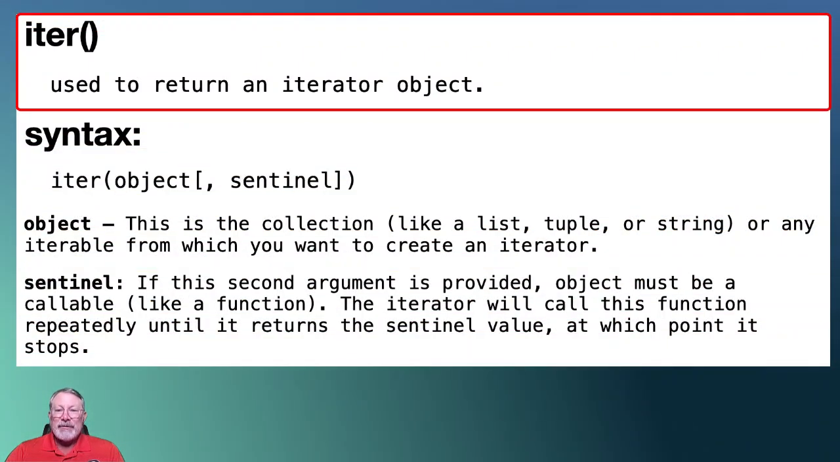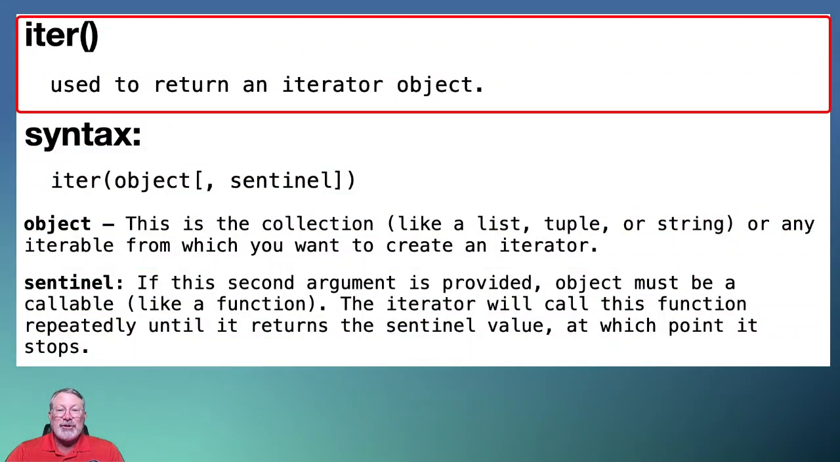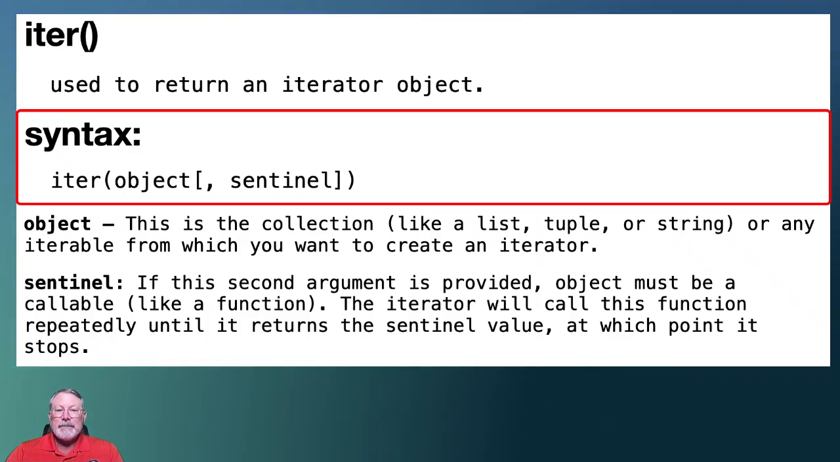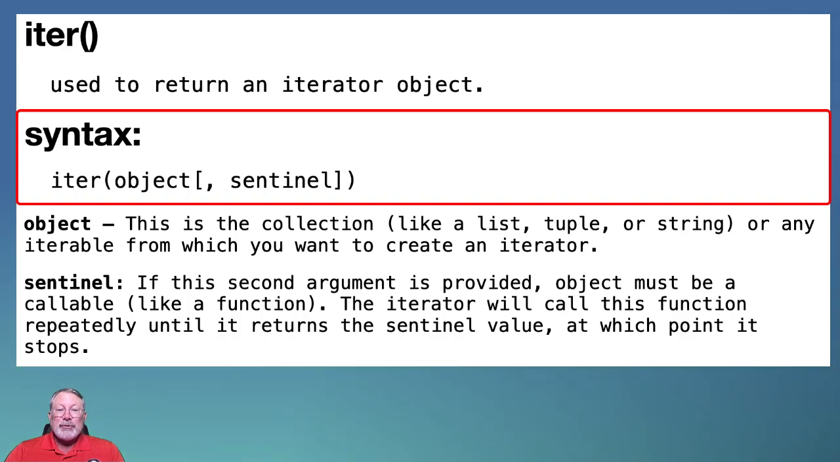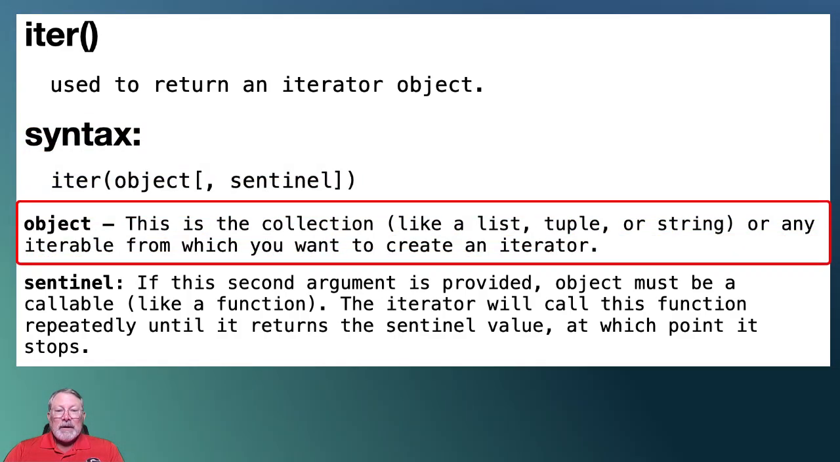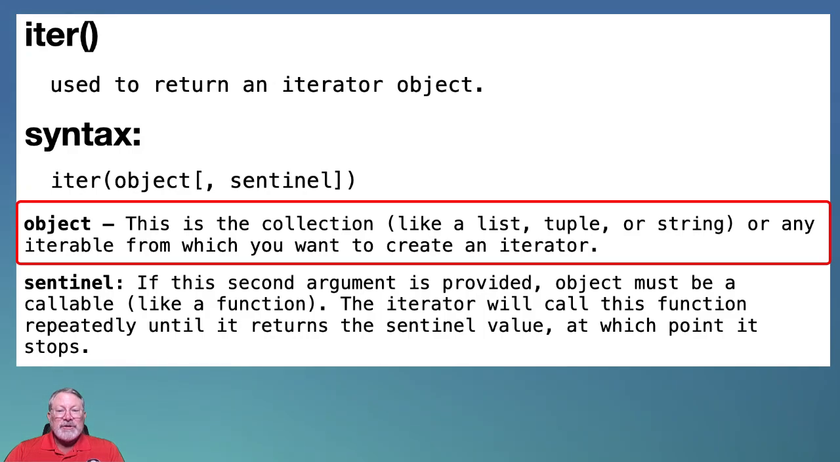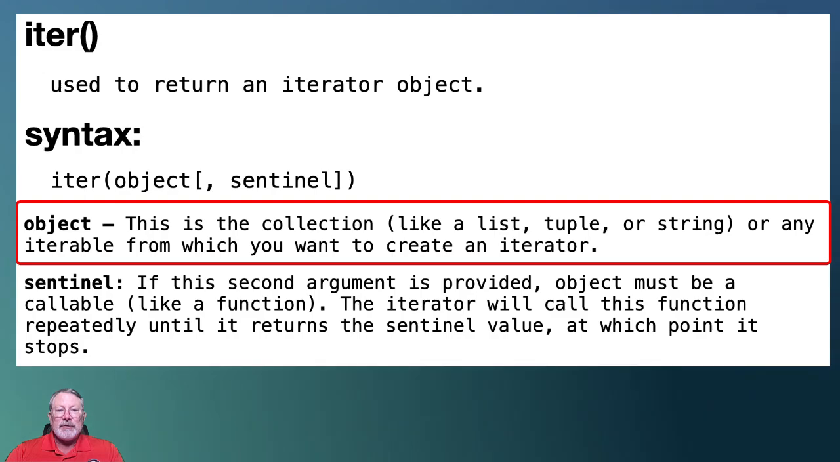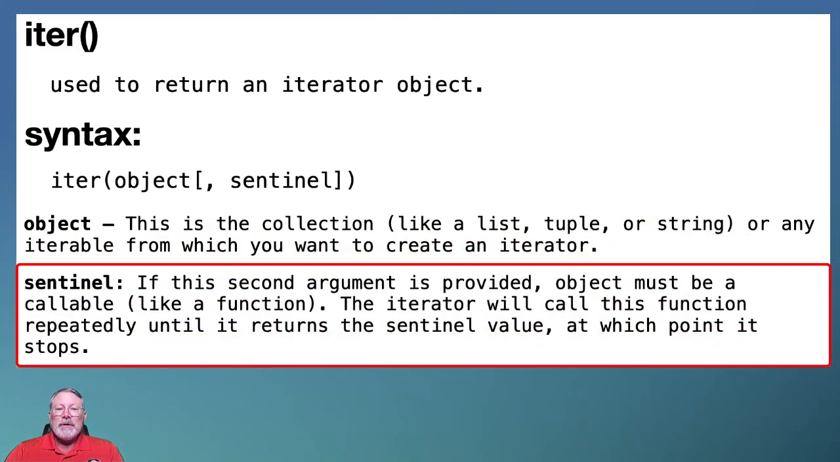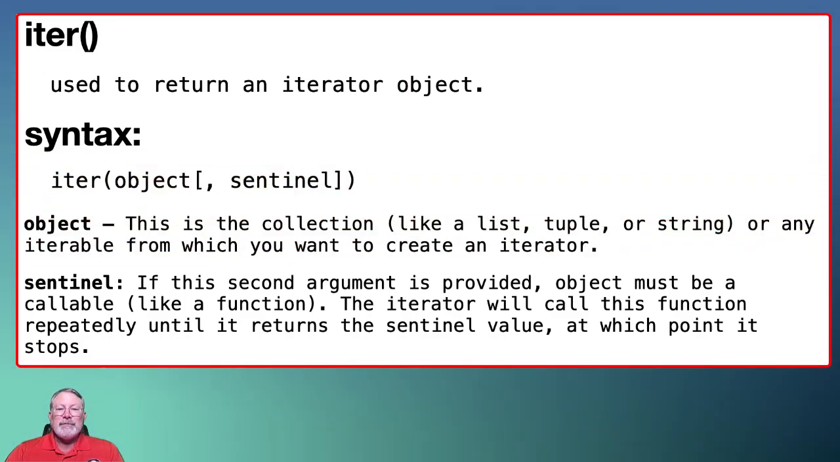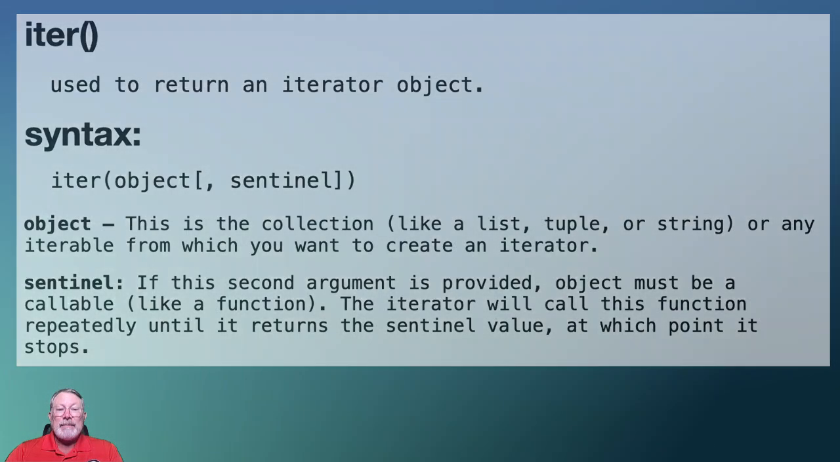It's a built-in Python function that returns an iterator object. Here's the syntax. Iter with an object and an optional sentinel, where the object is an object that supports iteration, like a list, tuple, string, or a custom iterable. The sentinel is an optional value used in a special mode where object must be callable. The function returns an iterator, which can be used to loop over the elements of the object.